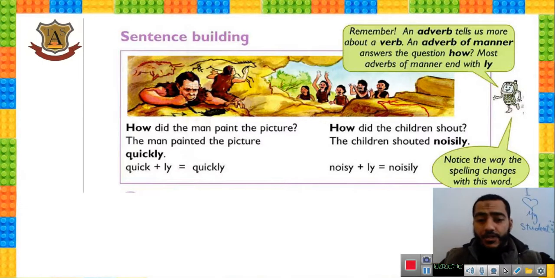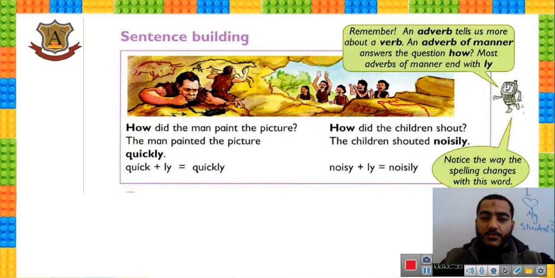How did the children shout? The children shouted noisily.